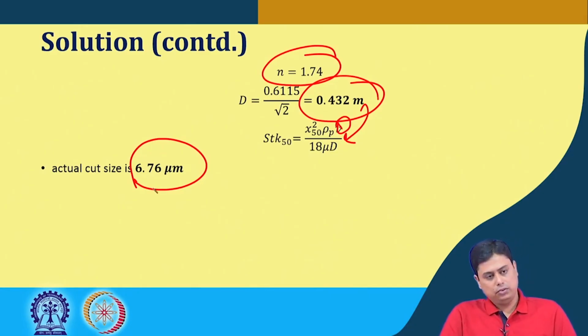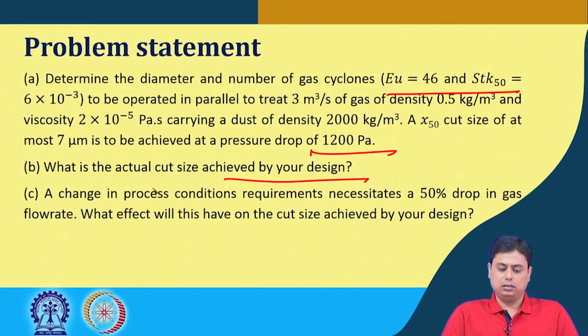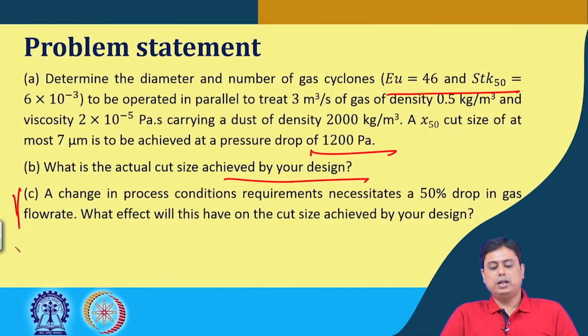We have done 3-4 problems similar to this. Now, coming to the last part of this problem, a change in process conditions necessitates a 50% drop in gas flow rate. So, let us say for some reason, some malfunctioning or some issues, there is a 50% drop in gas flow rate. So, now what would be the cut size of your design?